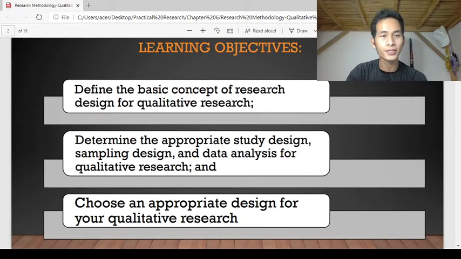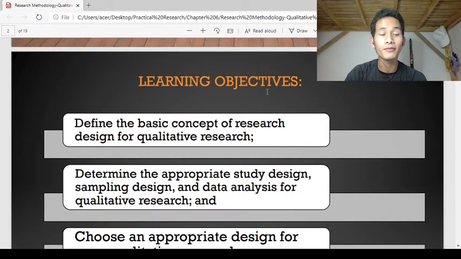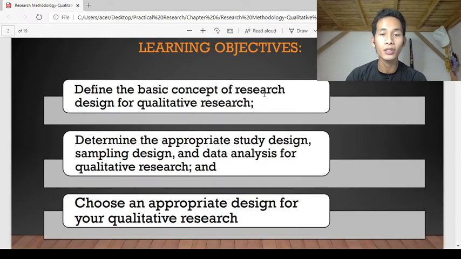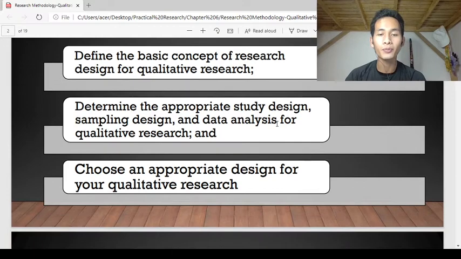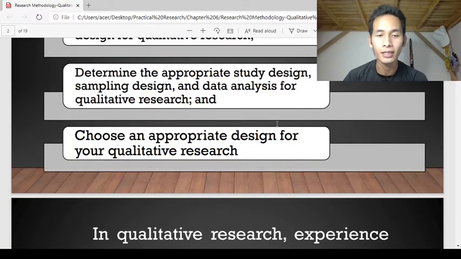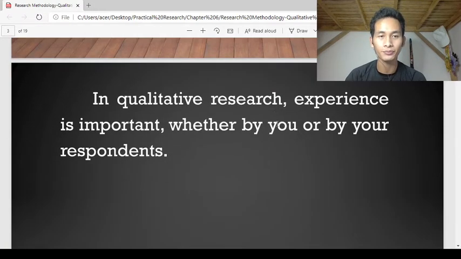Learning objectives. At the end of this lecture, you are expected to define the basic concept of research design for qualitative research, determine the appropriate study design, sampling design, and data analysis for qualitative research, and choose an appropriate design for your qualitative research.